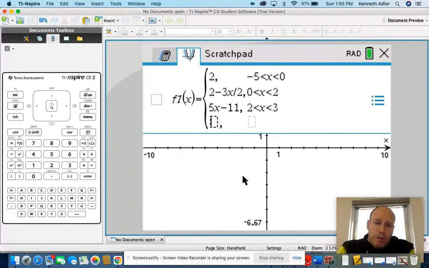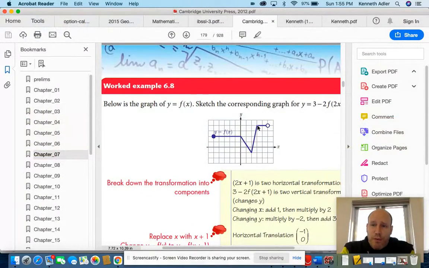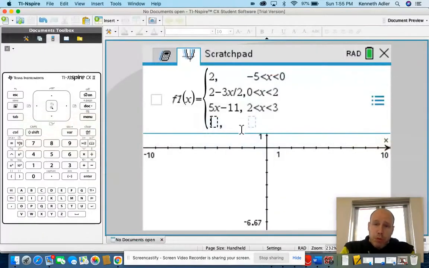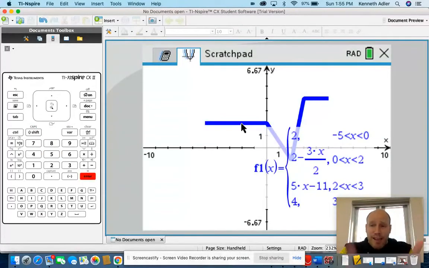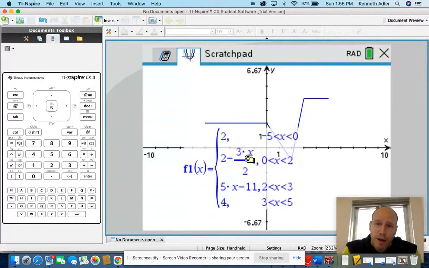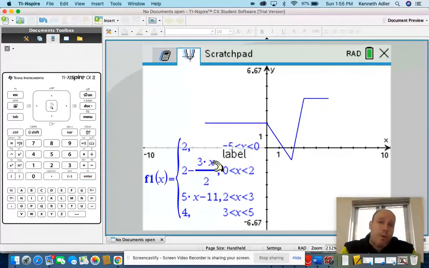And then the last part is very straightforward. It's from 3 to 5. This is 4. So this is 4 from 3 to 5. And let's graph this. Nice. We have this. This is great. We figured out how to make that picture in the book. Well, we don't need to recreate all this.